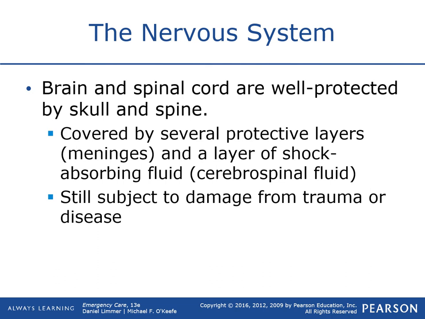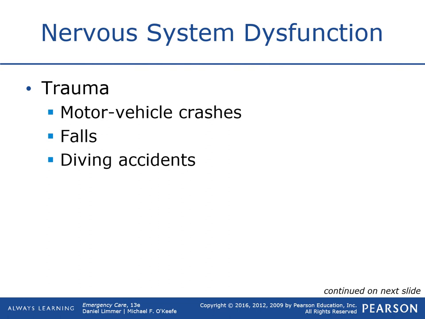Even with all these protections in there, you are still subject to having damage from trauma or disease. So some traumas that we will see that might affect the spinal cord, they should be kind of obvious to you. You'll see them a lot in motor vehicle crashes and falls, in diving accidents, sometimes in sports, especially football. So just think anything that can cause a significant blunt force to the head or the back, and it can end up damaging your nervous system.